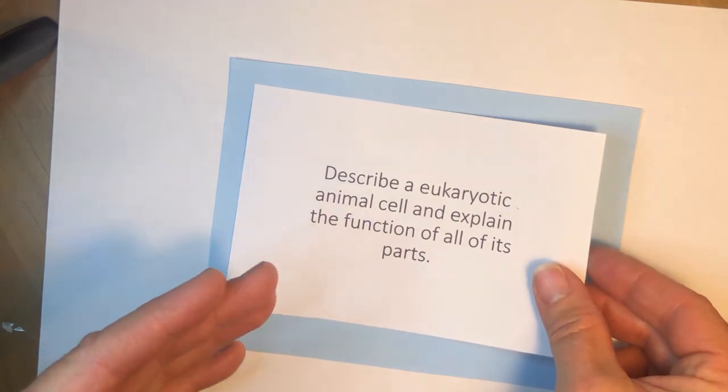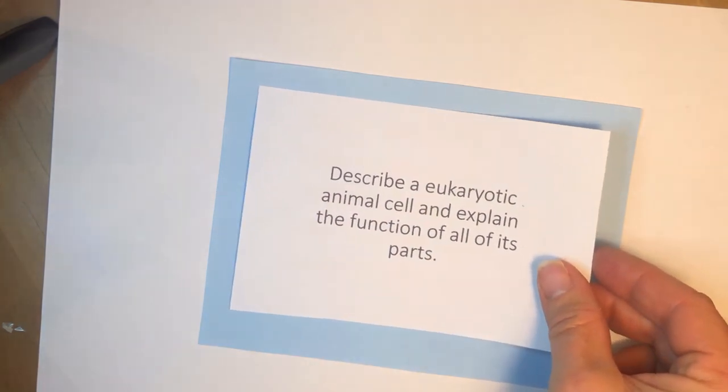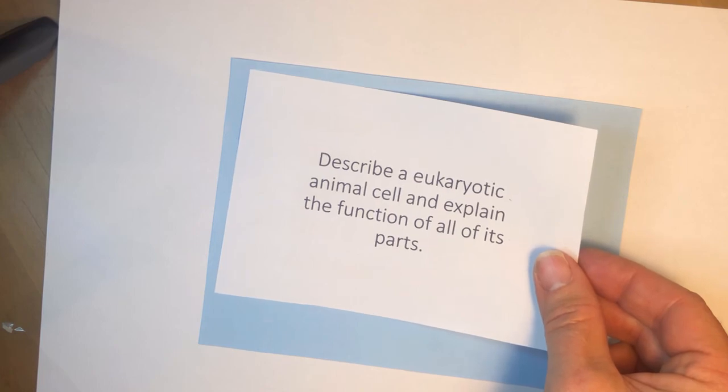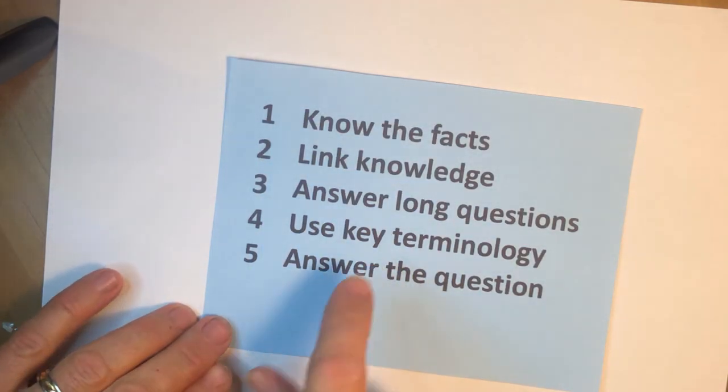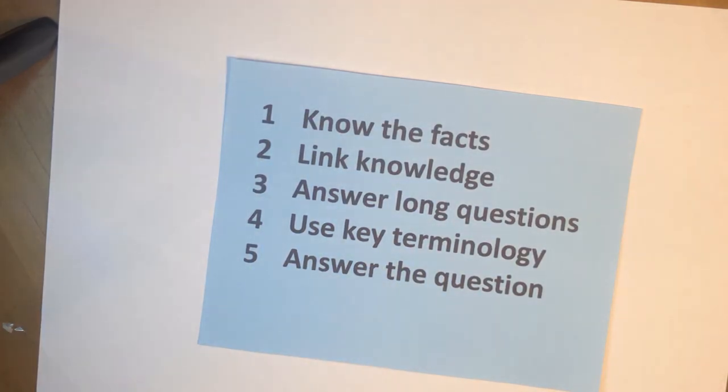And so what you can then do is get full marks on an exam by including as much information as possible. Use key terminology: ribosomes, protein synthesis. Answer the question. They are the 5 key facts to getting the best grade in a GCSE exam.